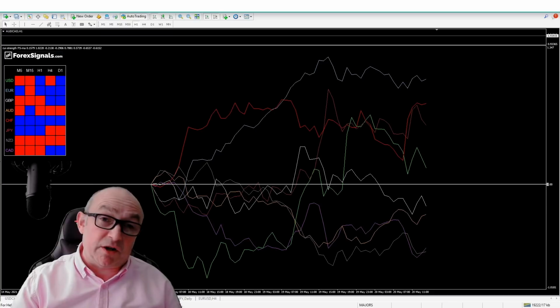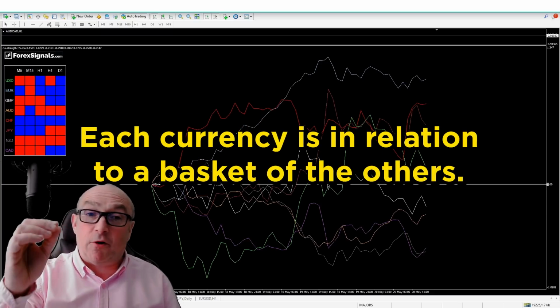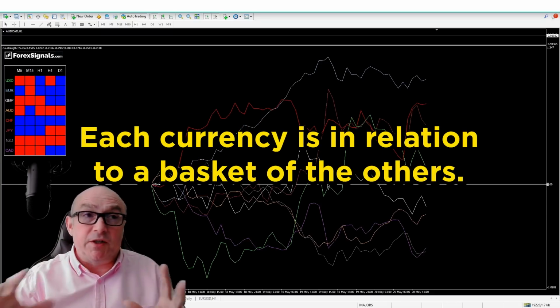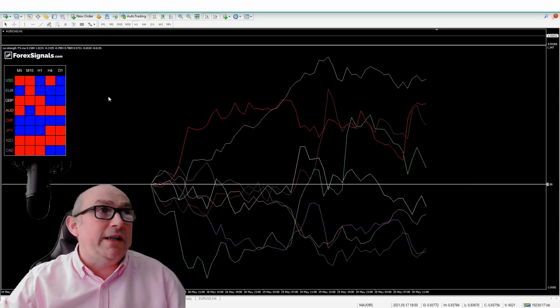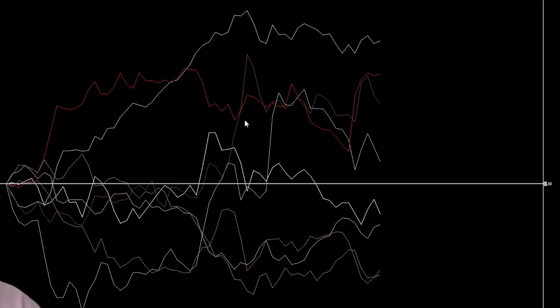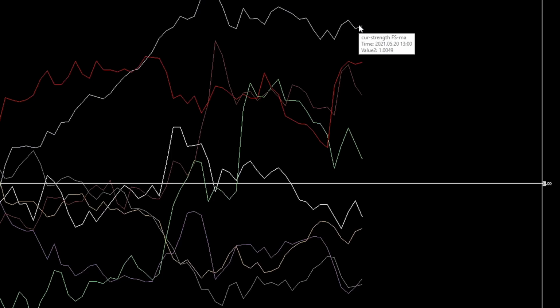I call it the index version because it basically is pitching one currency against the basket of 8. So what you'll see here, for example, on this time frame, this is the 1 hour chart, is that the euro is the strongest currency and the Canadian dollar and the New Zealand dollar are the weakest currencies. Pretty much like we saw a moment ago on the moving average version. So they pretty much show the same.